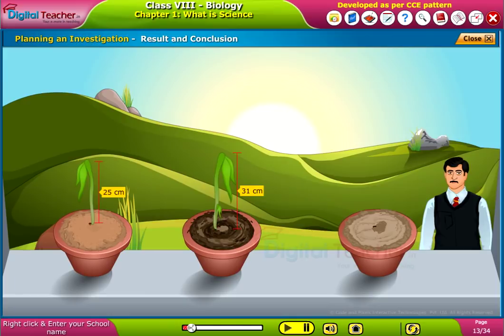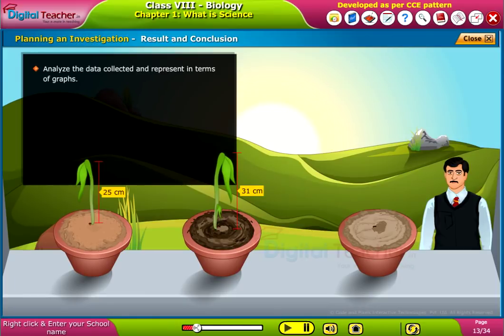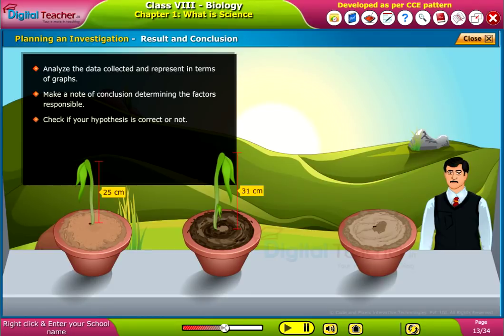Result and conclusion. Analyze the data collected and represent it in terms of graphs. Make a note of the conclusion, determining the factors responsible. Check if your hypothesis is correct or not.